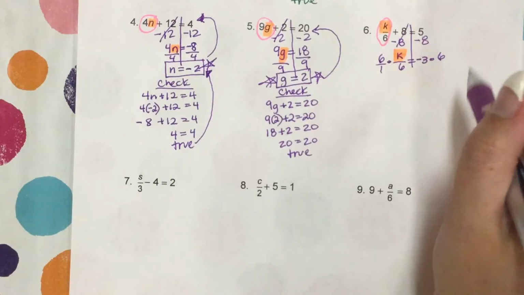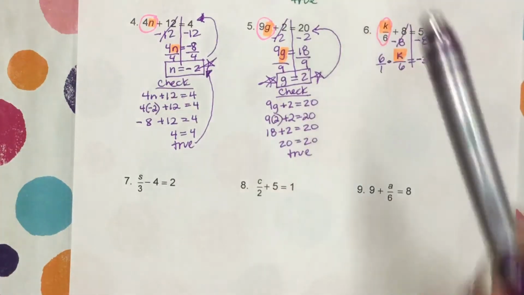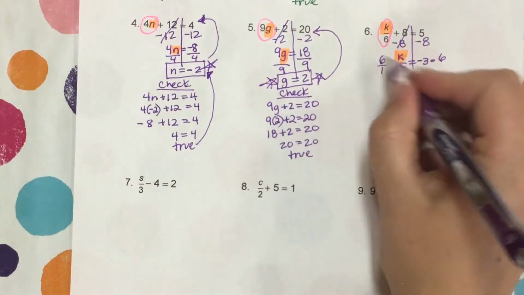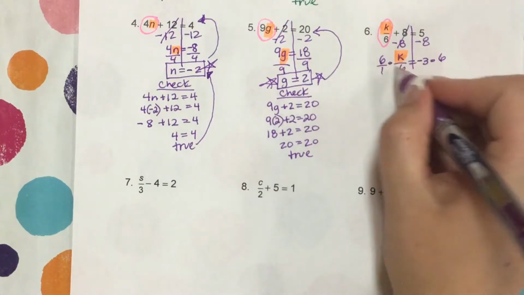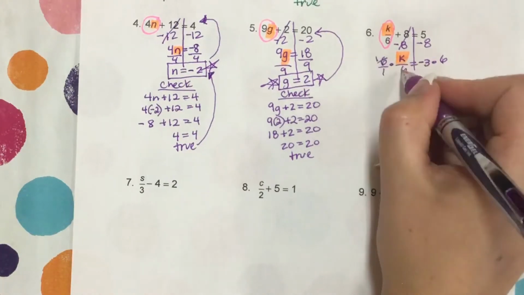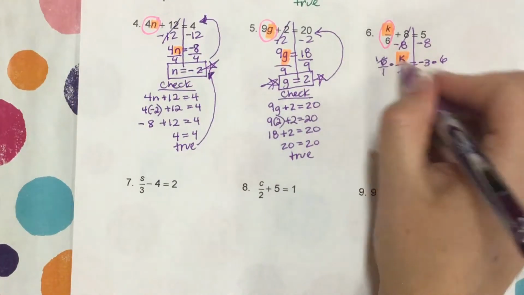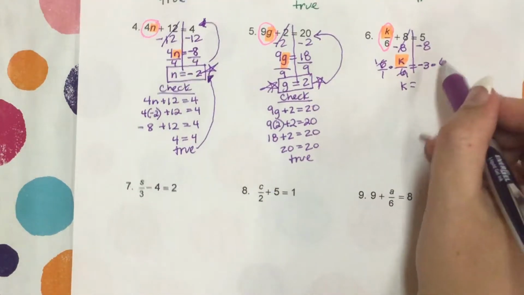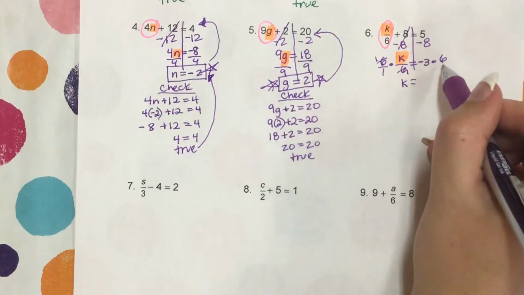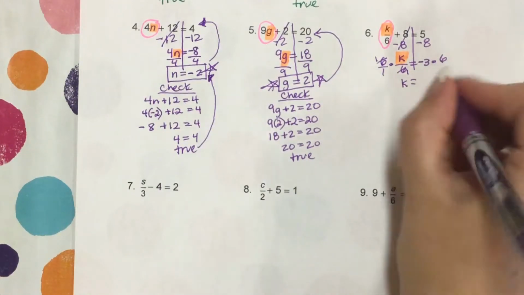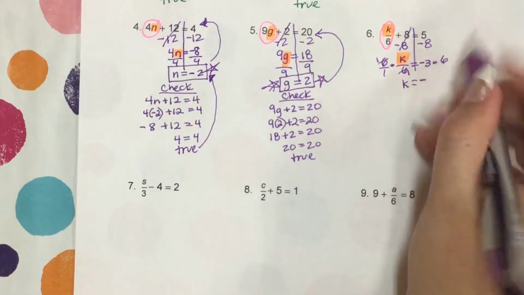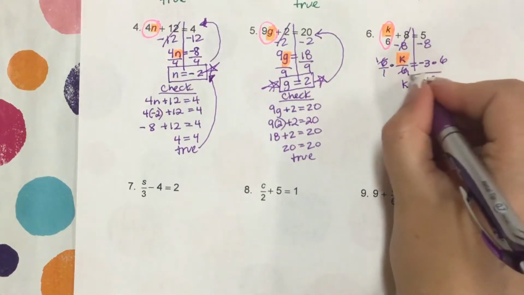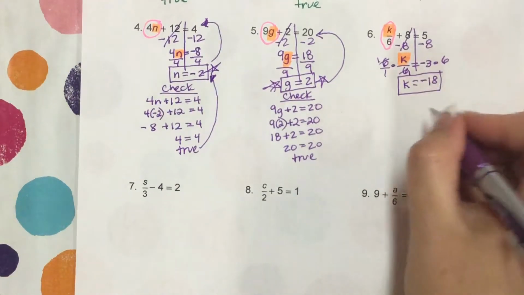Remember, whenever you're multiplying fractions, you always look to cross-cancel first. So we're going to cross-cancel these 6's out because they both have a common factor of 6. 6 goes into 6 one time, 6 goes into 6 one time, and then 1 times k is just k, and woohoo, now we have k by itself. Okay, right here we have a negative times a positive. A negative times a positive is a negative, and then 3 times 6 is 18. So our answer is k equals negative 18.